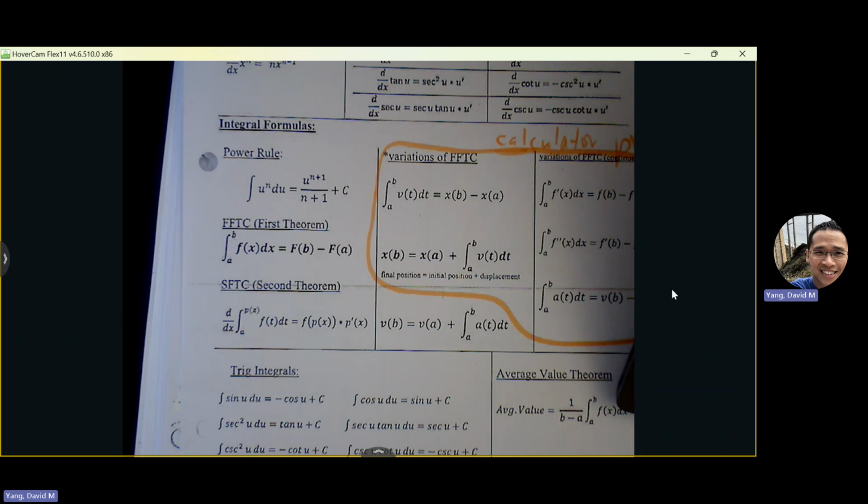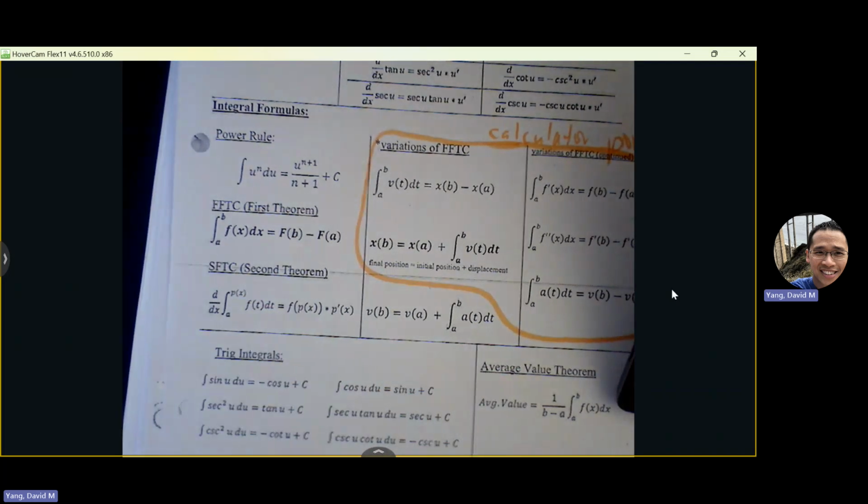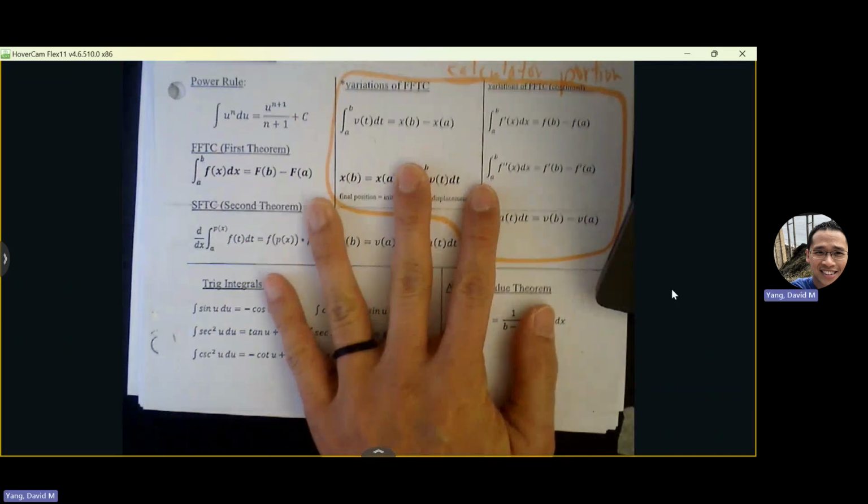It's basically the same thing as the first theorem. It's just that if the lower bound is also a variable, we have to do the same thing that we did with the upper bound. So f of p of x times p prime minus f of q of x times q prime. So you can put that on your formula sheet as well, just as a reminder for you to work on memorizing those.